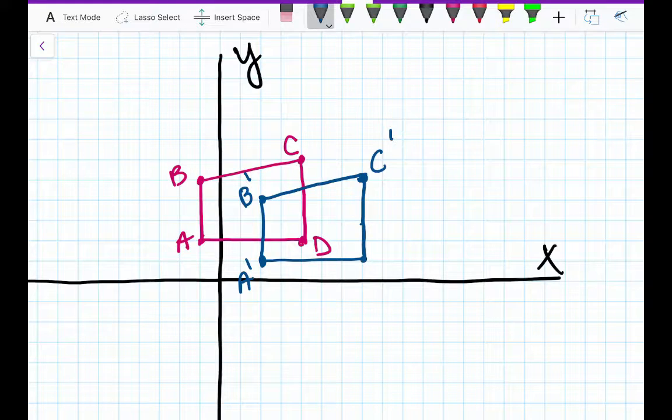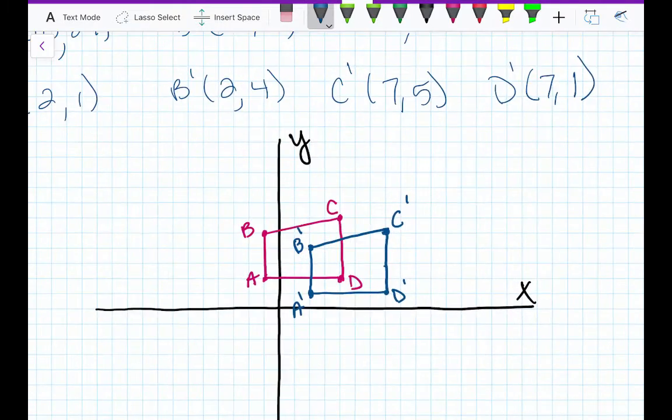All right, so here is my pre-image and my image. The pre-image is in pink purple and the image is in blue. Notice that those have the prime, so A prime, B prime, C prime, D prime. That's after the translation. So as you can see, every point moved to the right 3 and moved down 1.